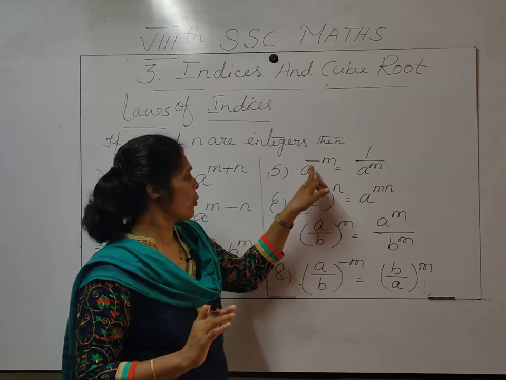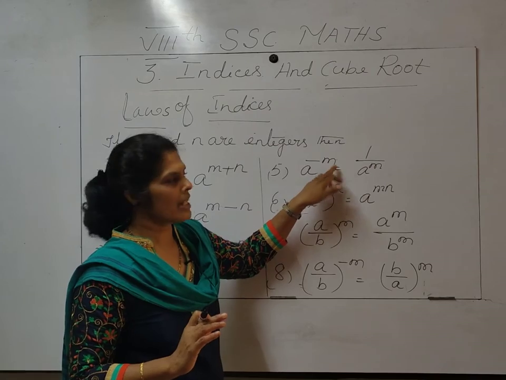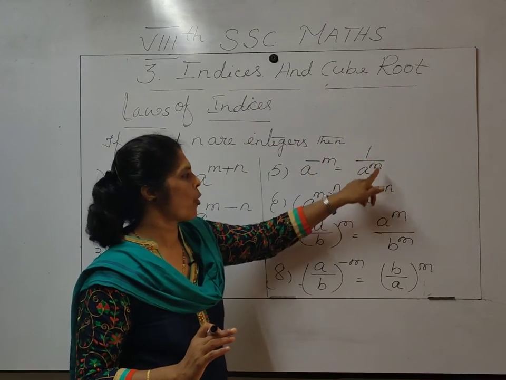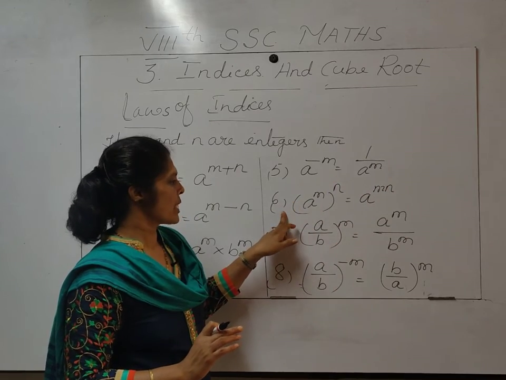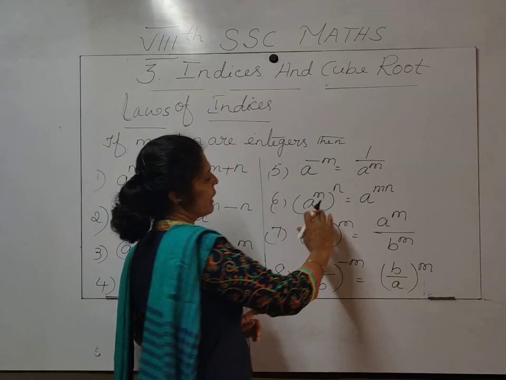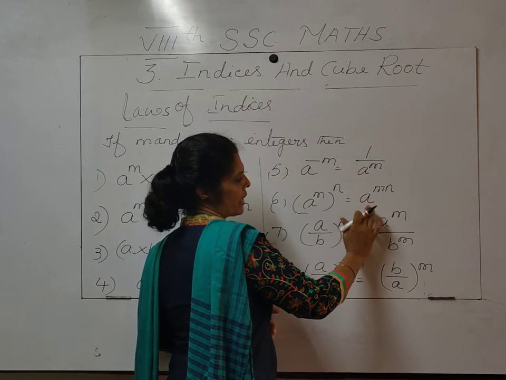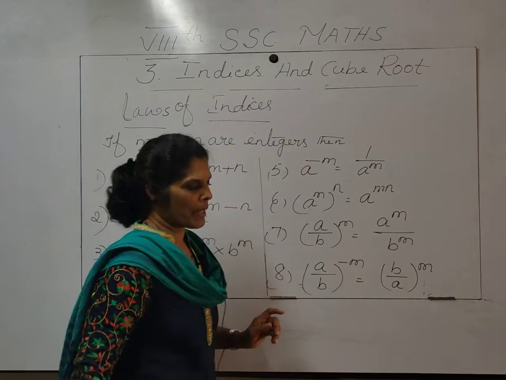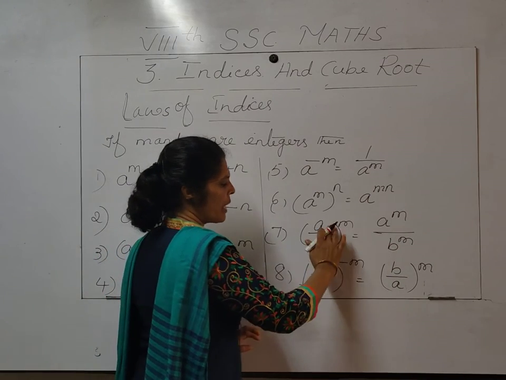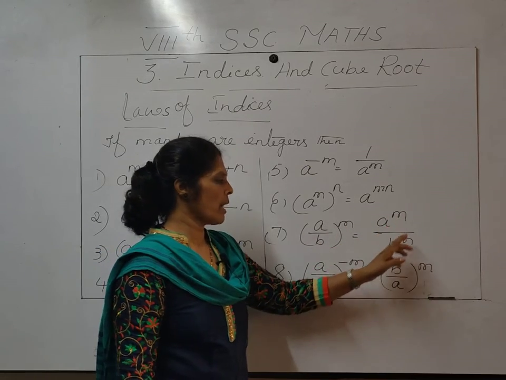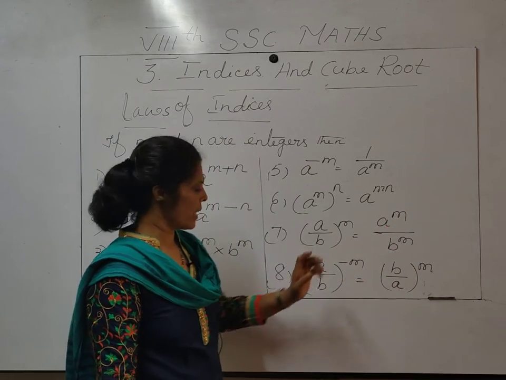Fifth one, a to the power minus m. माइनस है तो क्या लिखने का? 1 upon, write 1 upon a to the power m. Sixth one, a to the power m to the power n. इसका मतलब a into m into n करना. a is the same and m into n, a to the power mn. Seventh one, a by b to the power m. इसका मतलब a to the power m divided by b to the power m.